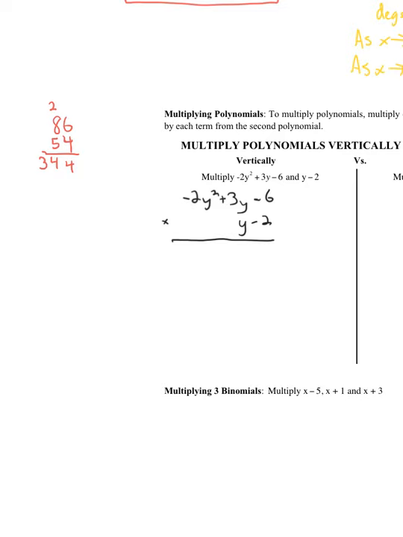And that's exactly what we do here with the numbers. We do negative 6 times negative 2, that's positive 12. And then we'll do negative 2 times positive 3y, that's negative 6y. Negative 2 times negative 2y squared, that's positive 4y squared. That's what we want to do first.